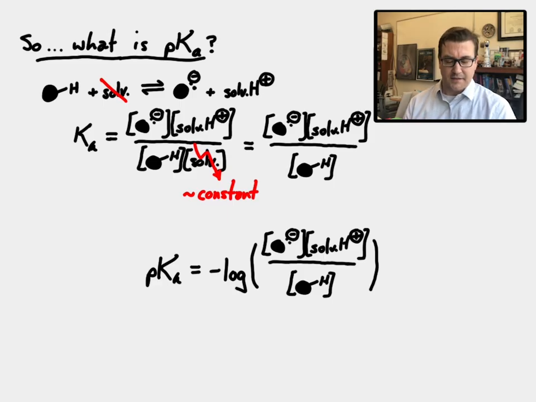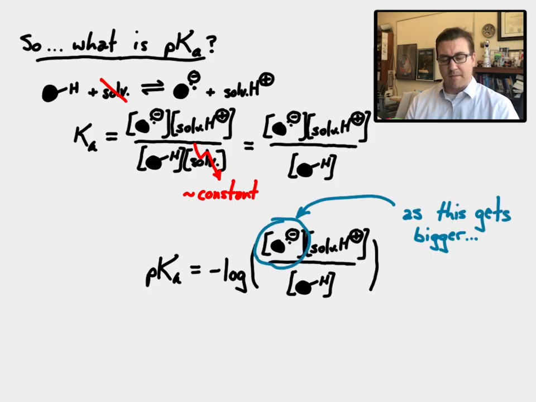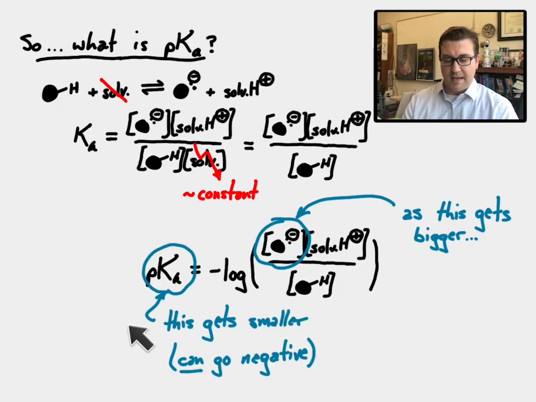Sometimes it's hard to think about what this means for practical purposes. The way to think about it is that as this gets bigger, that is, as the acid gives more of its protons to the solvent, another way of saying that is as the acid becomes stronger, then the pKa ends up getting smaller. That's the way this ratio would work, because, again, it's a negative log of this. It's also important to recognize that these numbers can become negative.